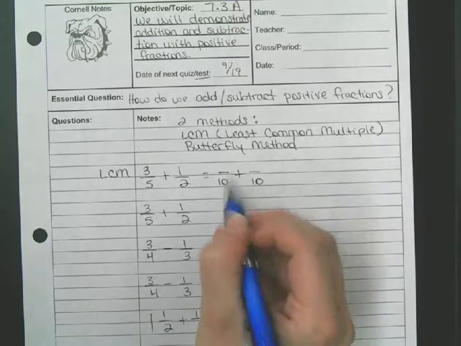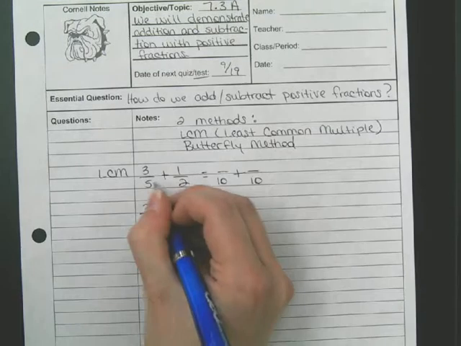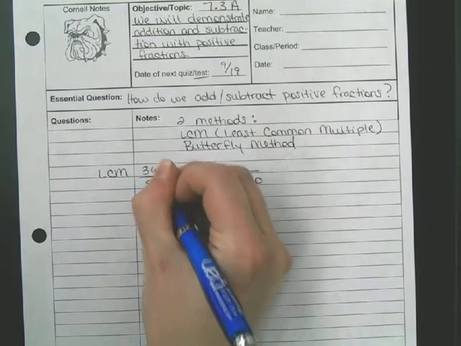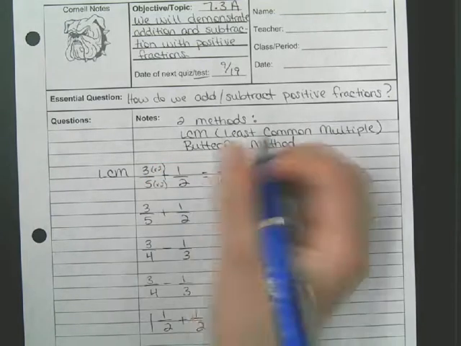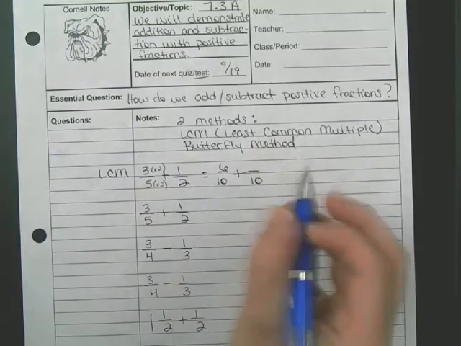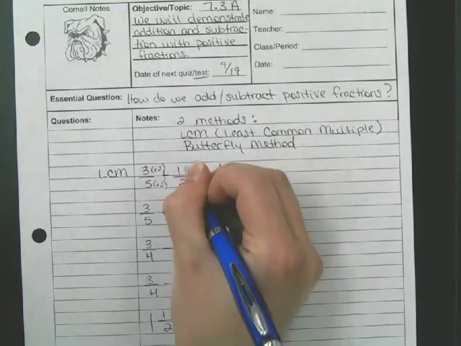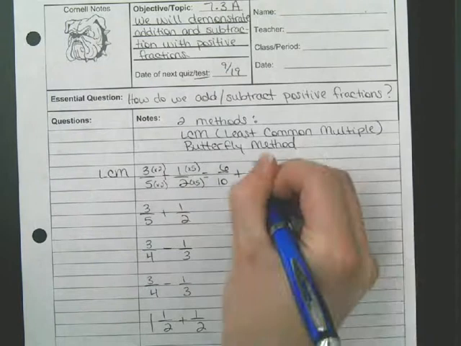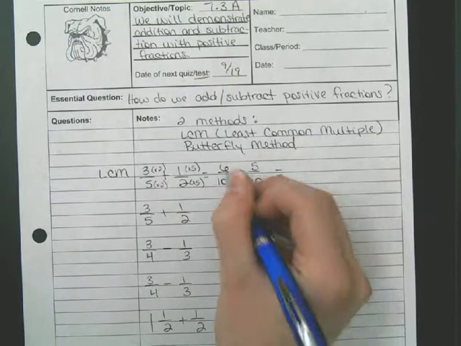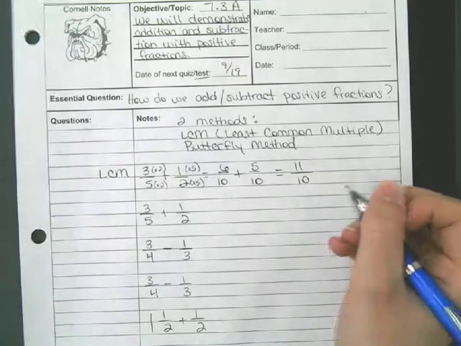Now, I have to look at my first fraction here and my first fraction here. I know that 5 times 2 equals 10, so I have to do the same thing to the numerator. And 3 times 2 is 6, so my numerator here will be 6. With my second fraction, I know 2 times 5 equals 10, so I have to do the same to the top, and 1 times 5 equals 5. So now, with adding fractions, we simply add the numerator, so 6 plus 5 is 11, and our denominator just stays the same. So I have 11 over 10.